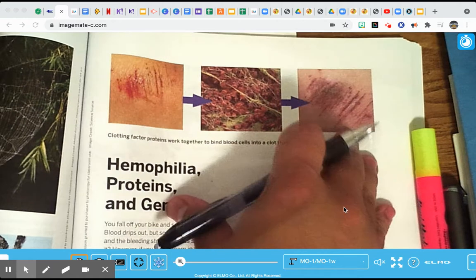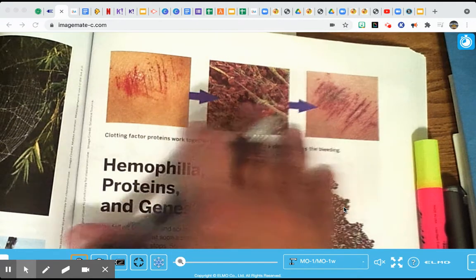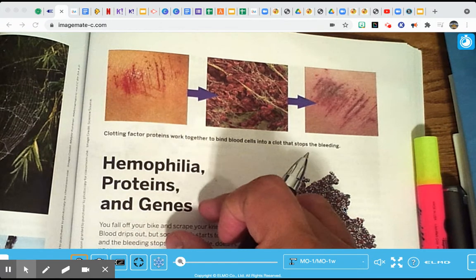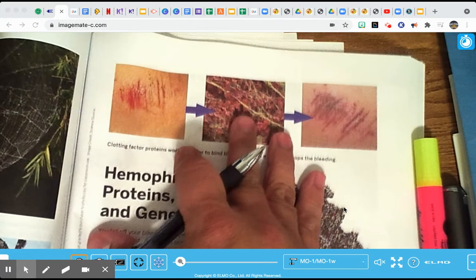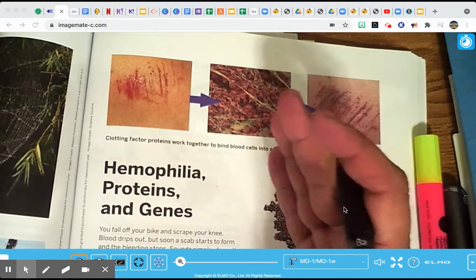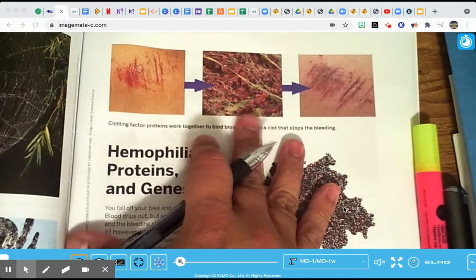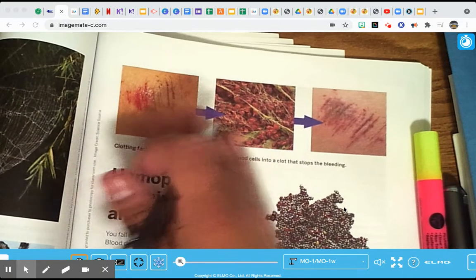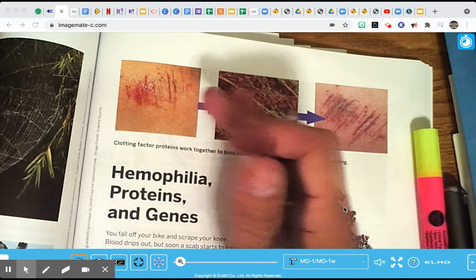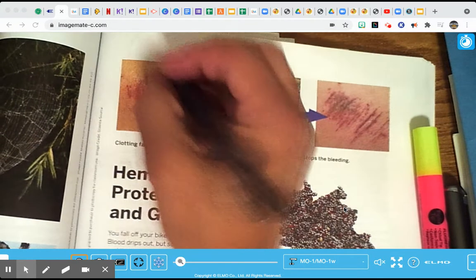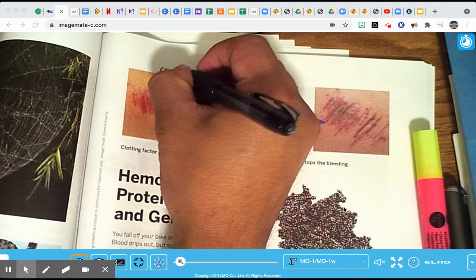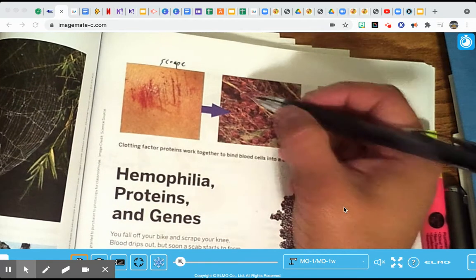Okay, folks, so here we go. We're going to be annotating hemophilia proteins and genes. First thing you want to do is look at the images. So we have here, it looks like it's a scrape, right? Maybe someone scraped their knee.